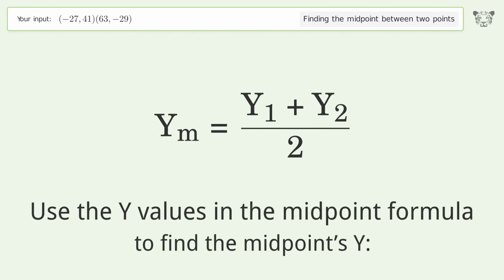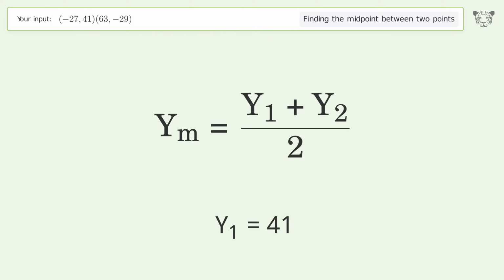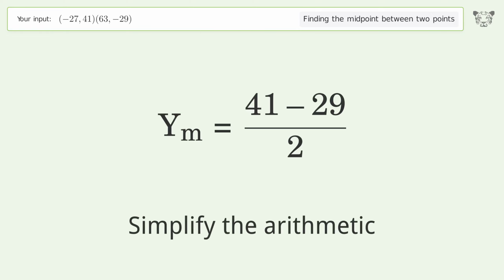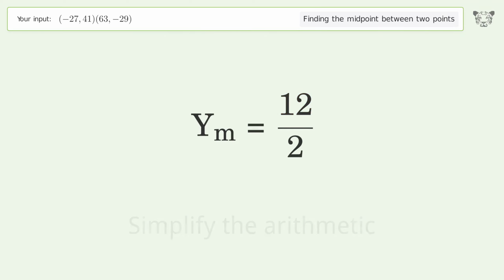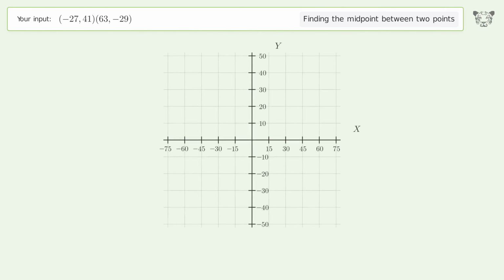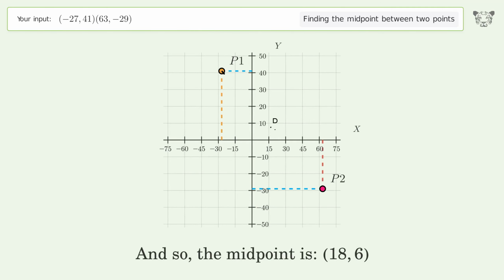Use the y values in the midpoint formula to find the midpoints y. y1 equals 41. y2 equals -29. Simplify the arithmetic. And so, the midpoint is 18,6.